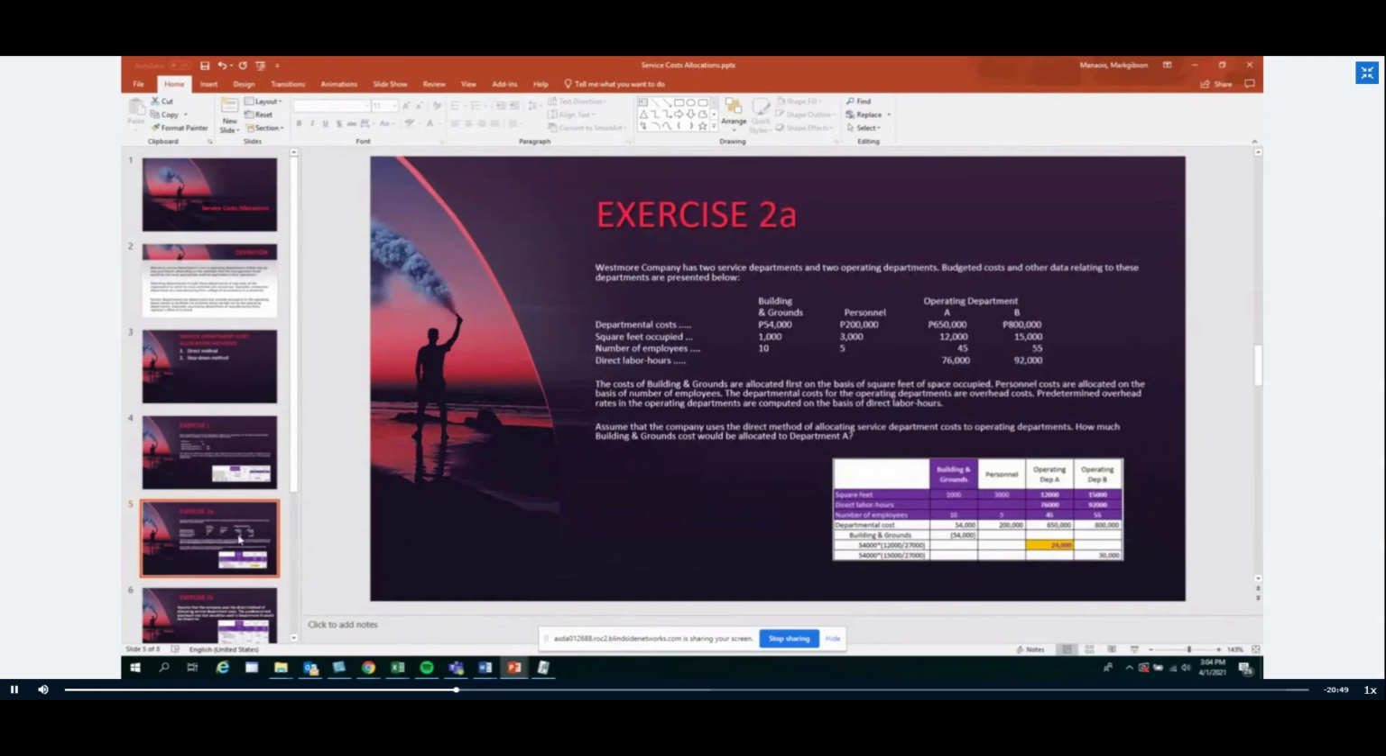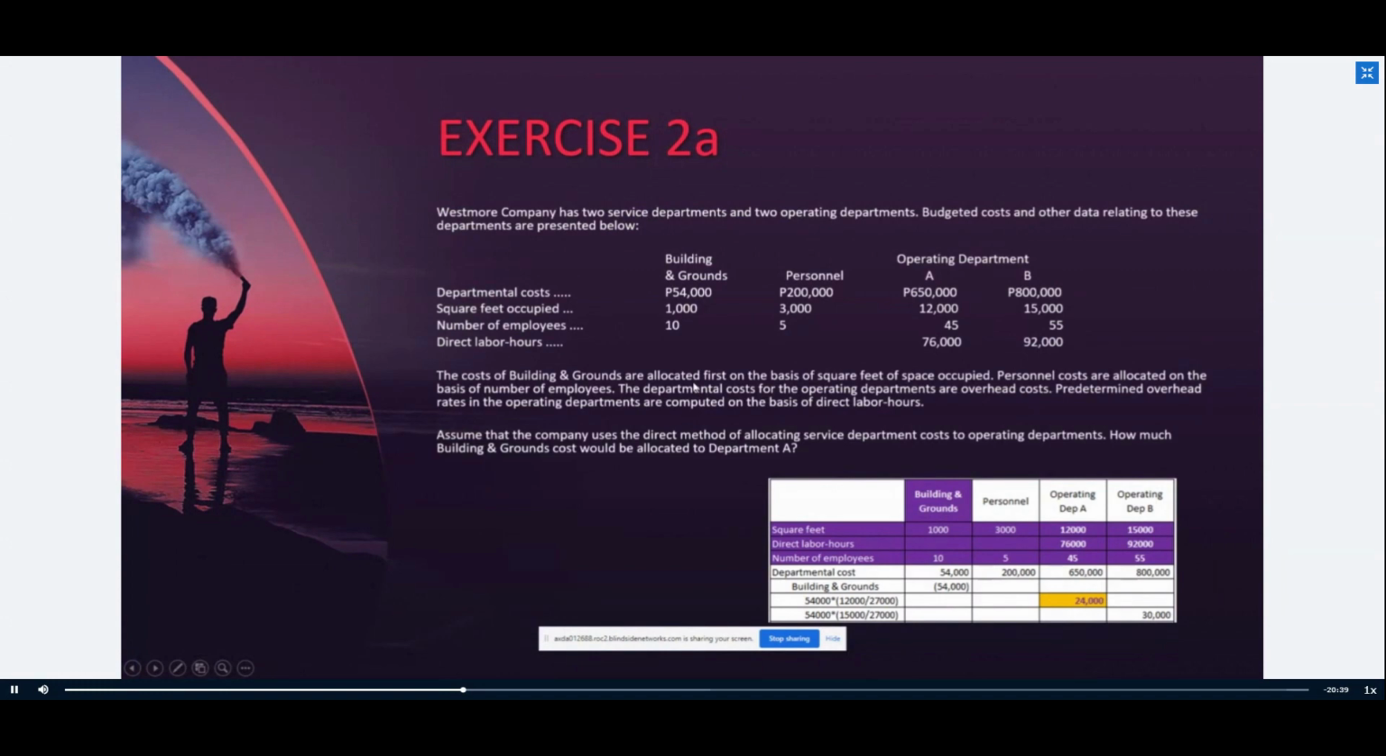Okay. Let's go to exercise 2A. I'll read the problem. Westmore Company has 2 service departments and 2 operating departments. Budgeted costs and other data relating to these departments are presented below. So you have your departmental costs. This is the cost of each department. So building and grounds, you have 54,000.